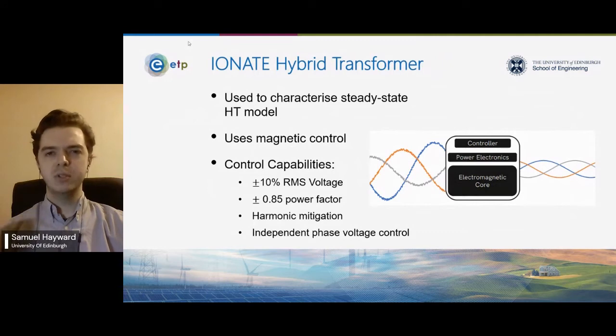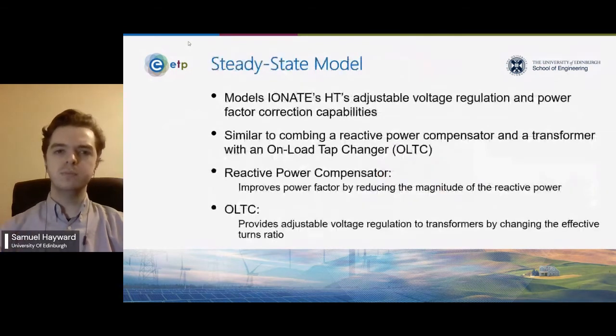Ionate's hybrid transformer uses magnetic control, which just means that the power electronics influences the operation of the transformer through the use of auxiliary transformer windings. Ionate's hybrid transformer has the following capabilities: adjustable voltage regulation by plus or minus 10% of the RMS voltage, power factor improvement by plus or minus 0.85, harmonic distortion mitigation, and also independent phase voltage control.